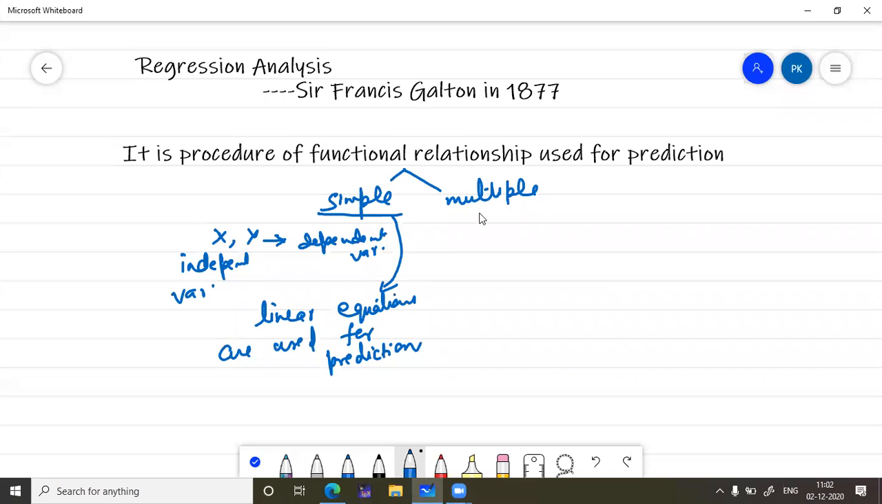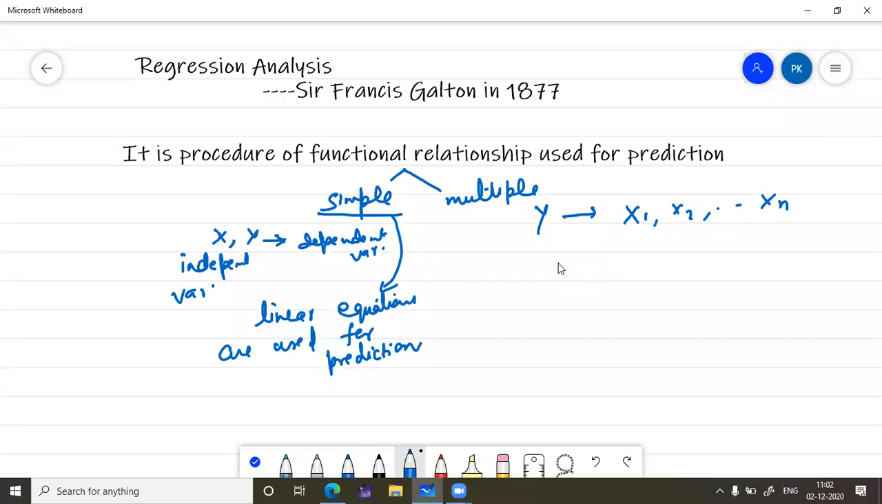If we are talking about multiple regression analysis, then the variable y depends on a number of variables, suppose x1, x2, ..., xn. This type of regression analysis is multiple regression, and it can be linear or curvilinear. A curvilinear relationship will be represented by a curve.